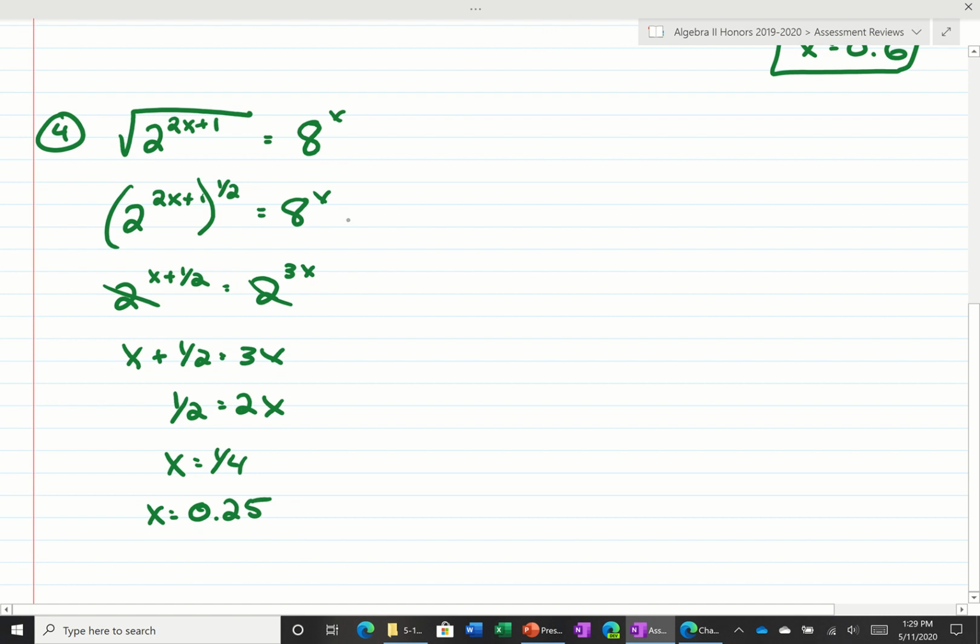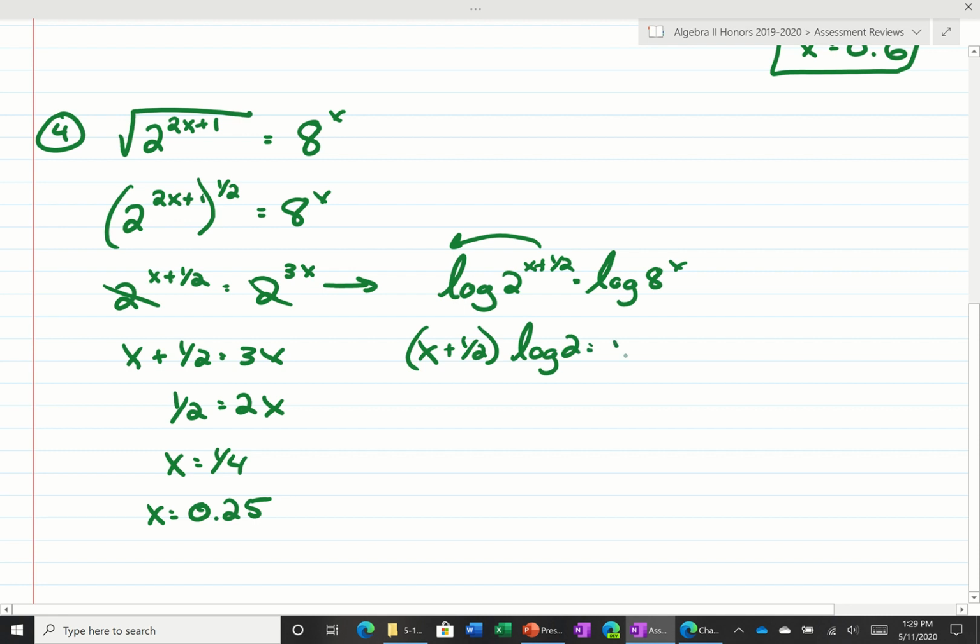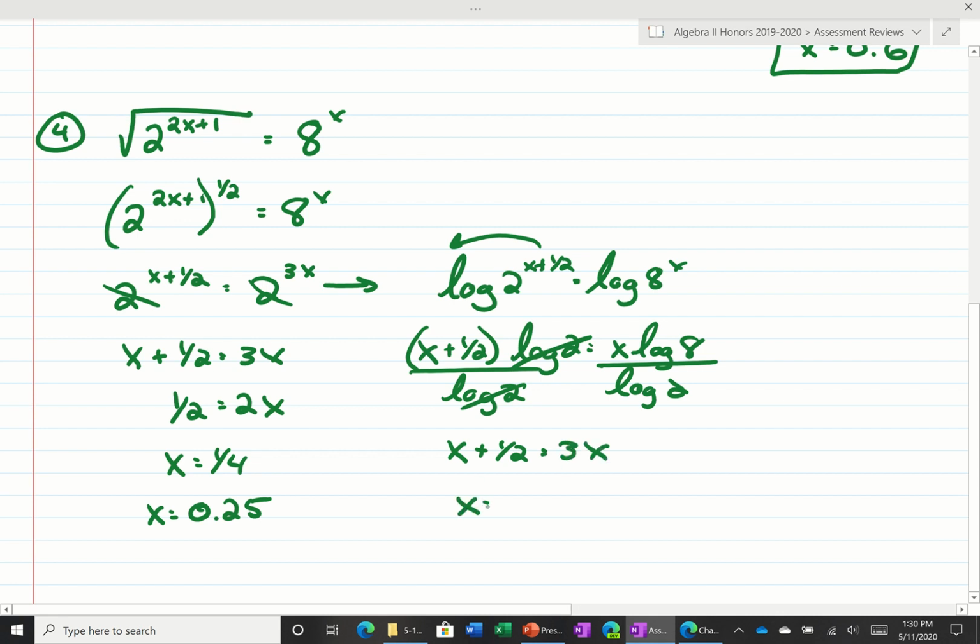What I was talking about is at this stage, you could have also done the log of both sides. Bring these down. Divide both sides by log of 2. And you would have gotten x plus 1/2 is equal to 3x, and x would be 0.25. So you could have done this either way.